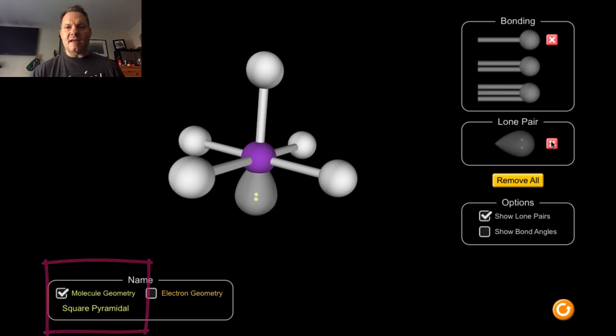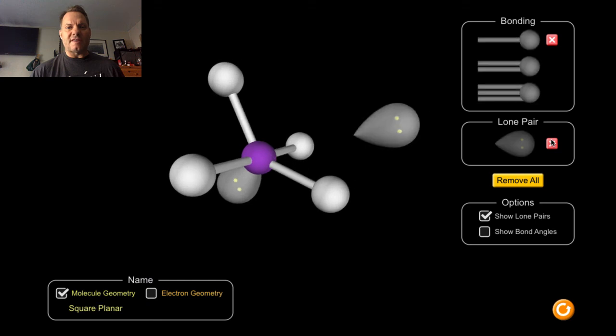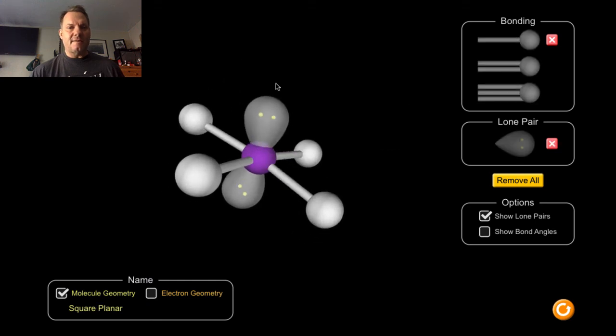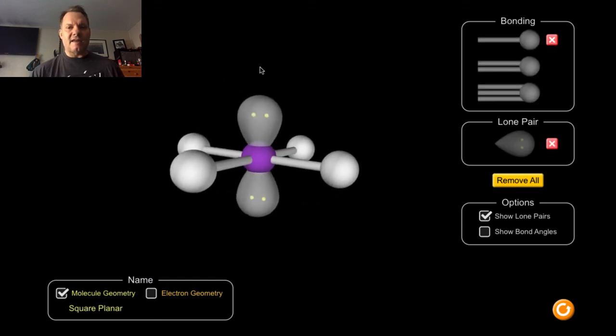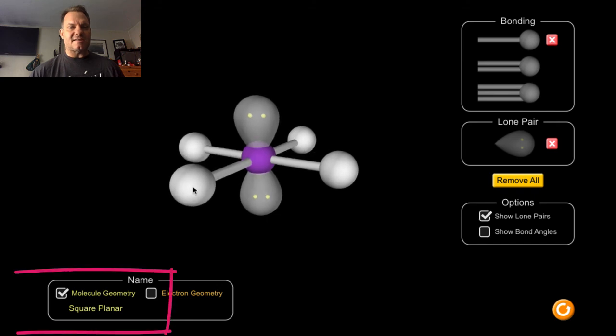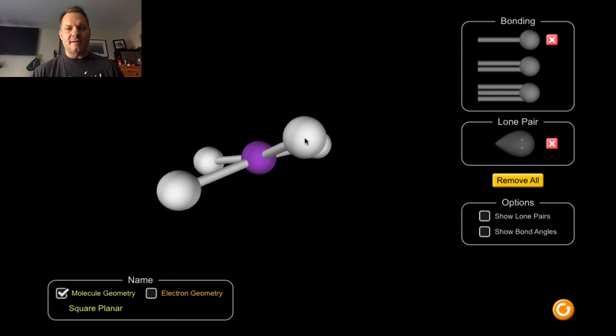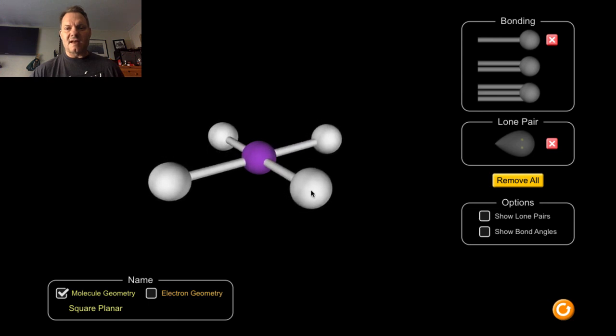So we call this square pyramidal. If we substitute a bond for an unshared pair, it will go on the opposite side of the other unshared pair, creating a square planar molecule. Again, it's perfectly flat, but those electron pairs are on opposite sides, canceling each other out. We end up with a square planar geometry.